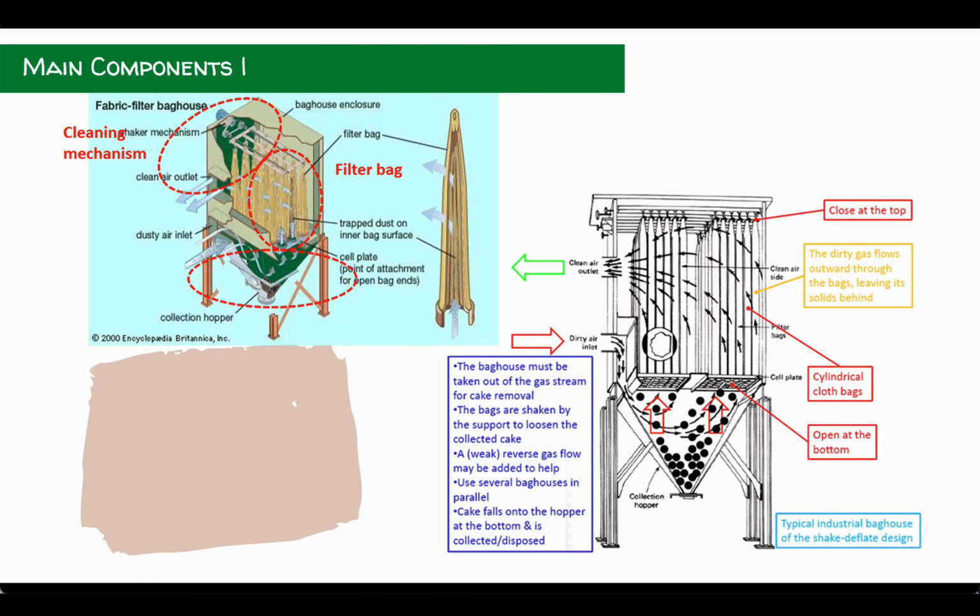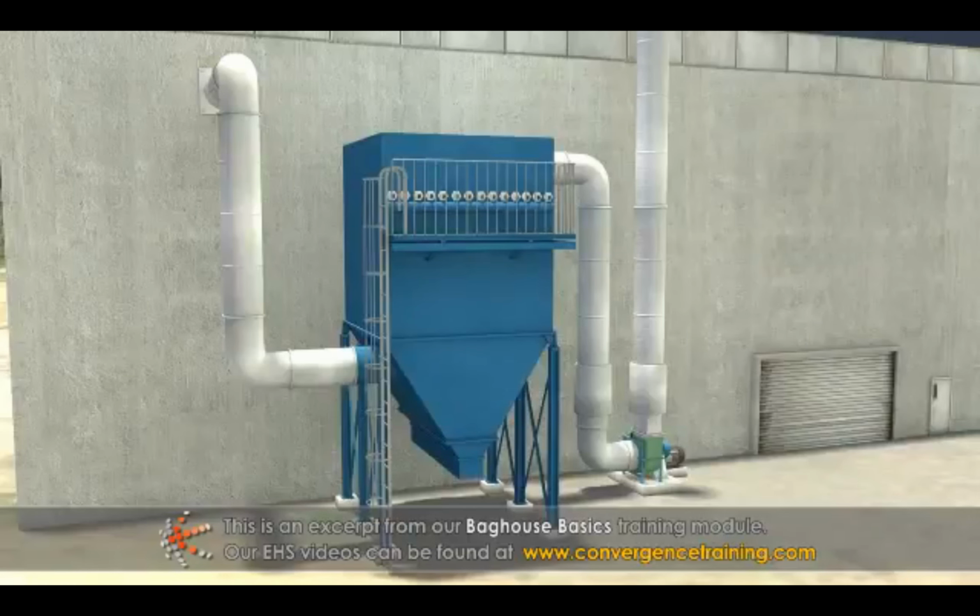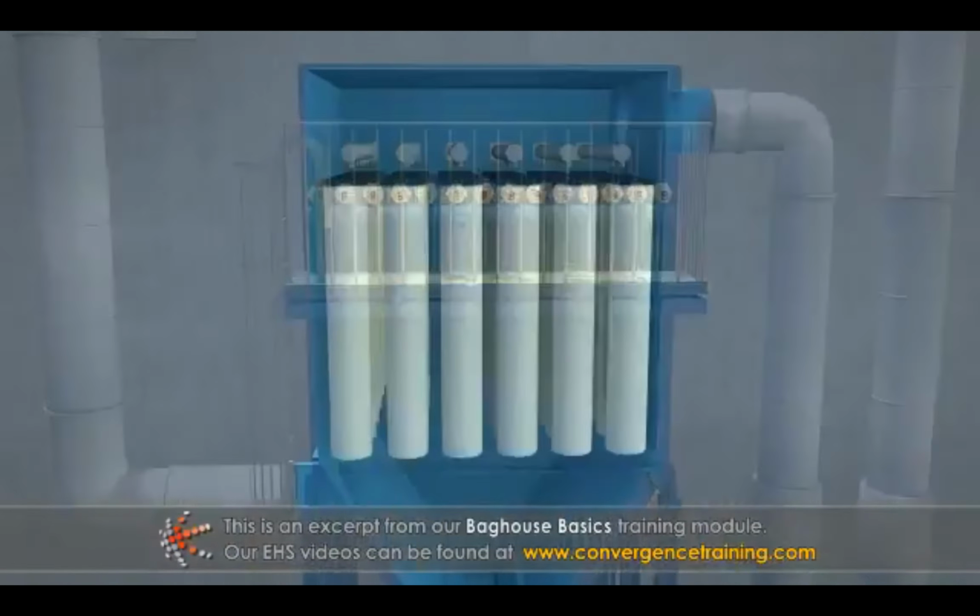In general, a filter and baghouse consists of three important parts, which are the filter bag, cleaning mechanisms, and collection hopper. Other components that should be considered are filter medium and support, filter cleaning device, shell, and fan. Now, let's look at the filter and baghouse components. There are many different sizes and designs, but baghouses all operate in the same basic way.